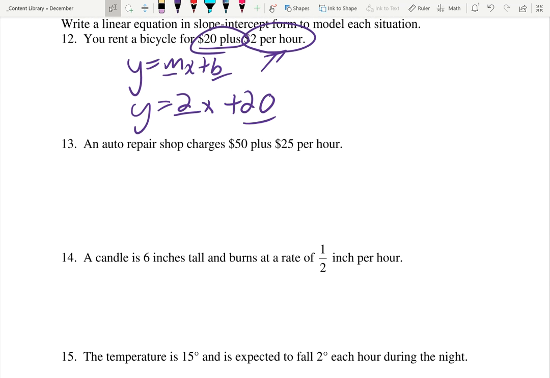An auto repair shop charges $50 plus $25 per hour. So it's very similar. This is going to be $25 per hour is our slope, so 25x, plus the $50 fee.